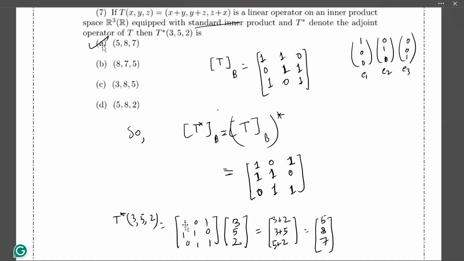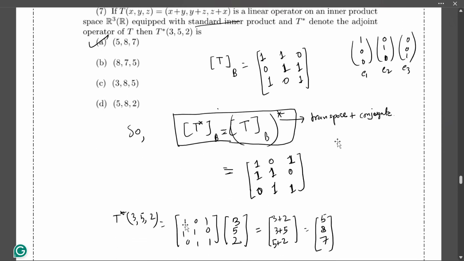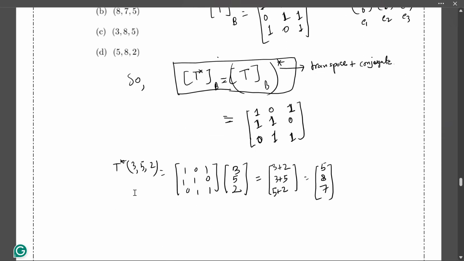Understood. In this question, the main thing to remember is this formula only. The matrix representation for T star is nothing but the star of the matrix representation. This star means transpose and conjugate. So I think you understood this because this is very simple. So let's see the next question.